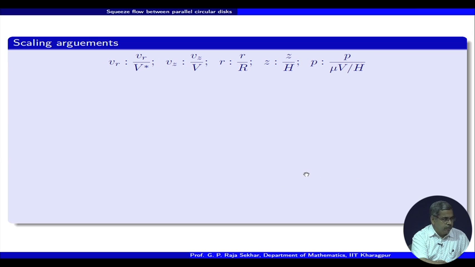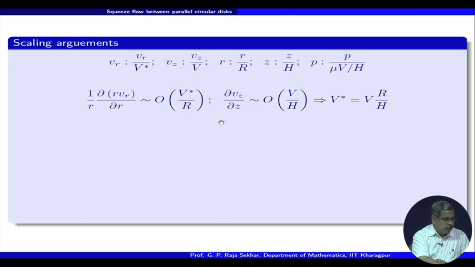Correspondingly, we introduce some scaling arguments. We know that the vertical velocity is of order v, so we first normalize the axial velocity with v. For the time being, let us say the radial velocity scale is v star, which we would like to estimate. Then r is the radius of the disk, z is normalized by the distance between the disks, and the pressure is as usual, which we have used. Now let us consider the two terms in the equation of continuity.